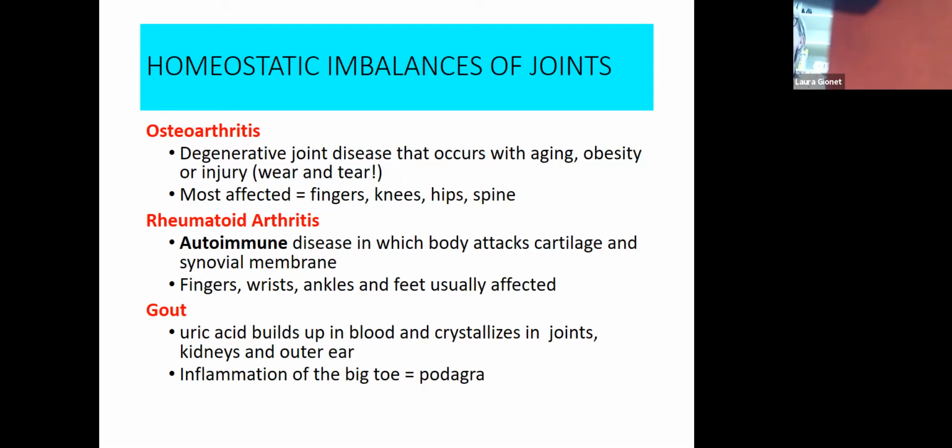And one of the indications is inflammation of the big toe. It's usually just one. And without any reason, a patient will say, my big toe got swollen and red and painful and hot. It's called podagra. It's usually an early indicator of gout.